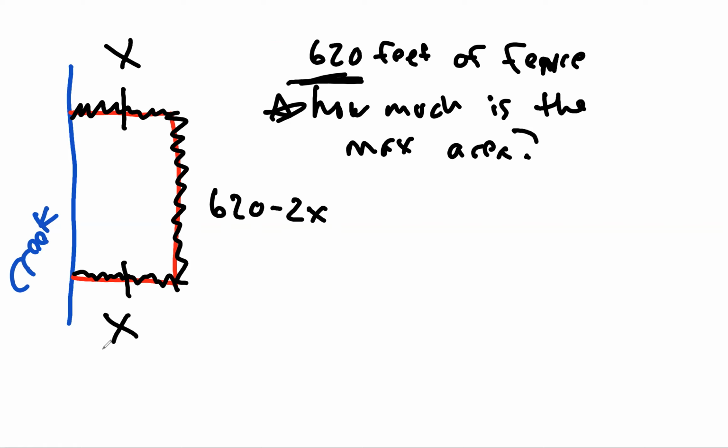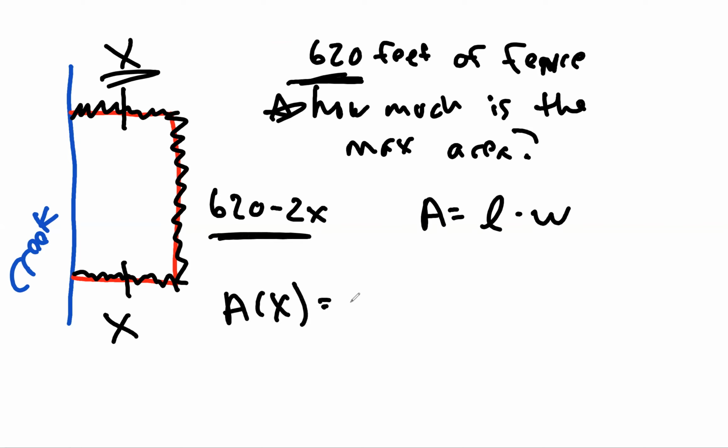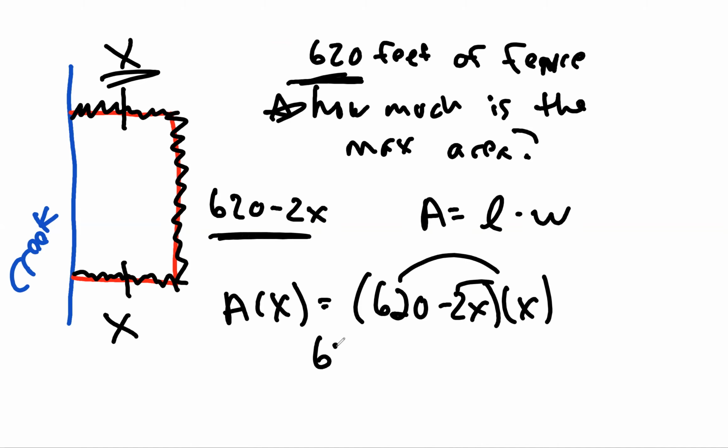Now here's the other thing I need to know. When I am finding the area of a rectangle, it's length times width. So here is the length and here is the width. I'm going to write this function, A of x equals the length, 620 minus 2x, times the width, x. Now I also know that I can't have all these parentheses, so I'm going to have to do some distributing. So I'm going to get 620x minus 2x squared.